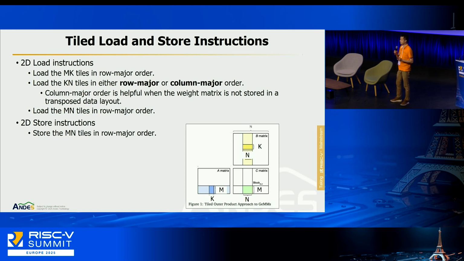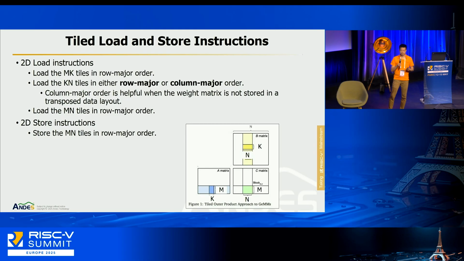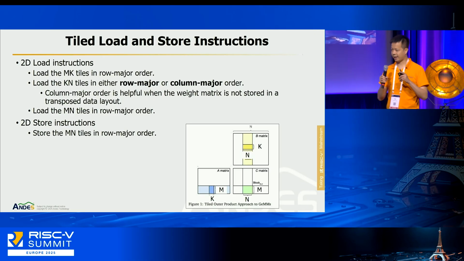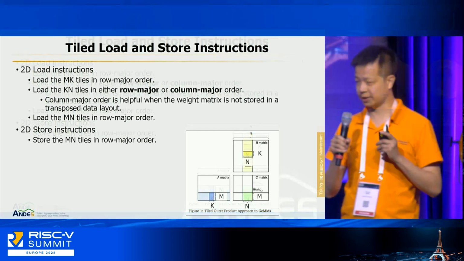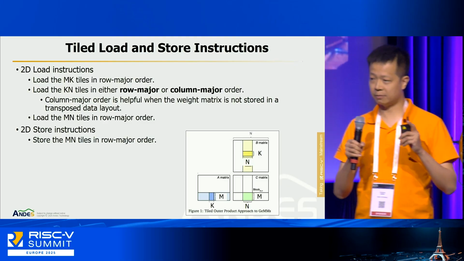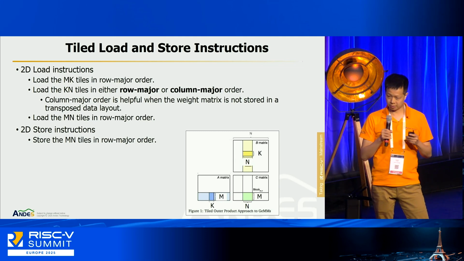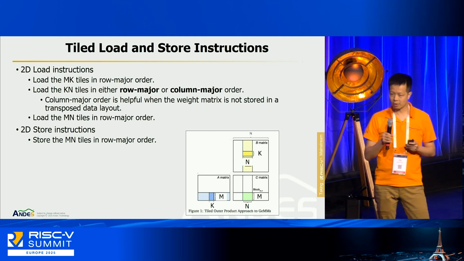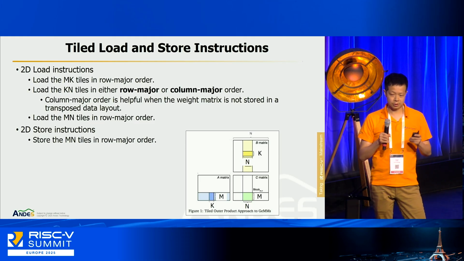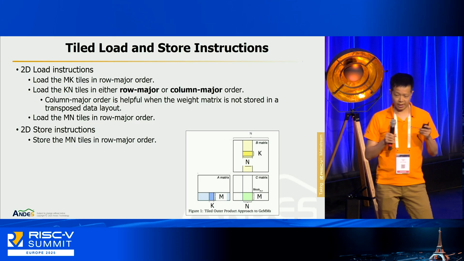So to support this tiled approach, efficiently moving the tiles between memory and the vector registers is crucial to performance. So AMM offers 2D load instructions to transfer the tiles from memory into the vector registers. Notably, they can transfer the KN tiles, typically the weight matrix, in either row major or column major order. And it's helpful when the weight matrix is not stored in a transposed data layout. On the other hand, 2D store instructions write the resulting tiles back into memory.